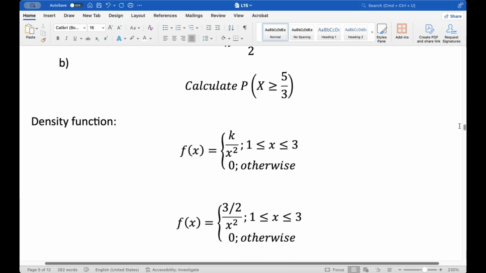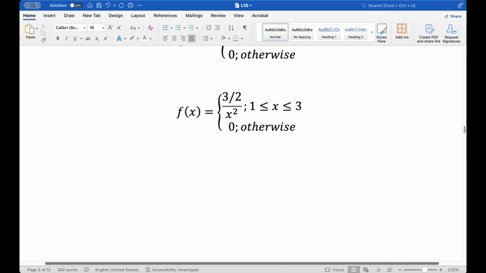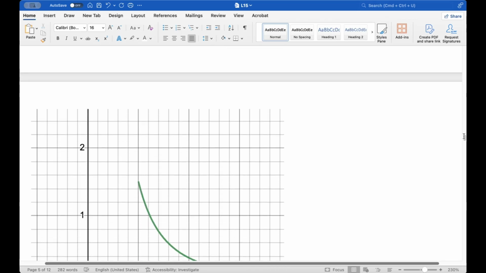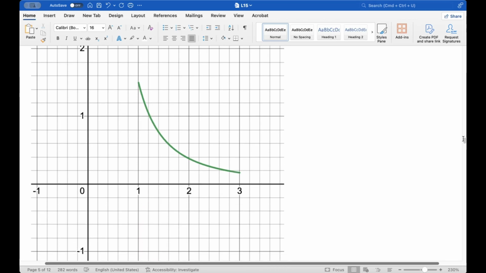And then part B was to calculate the probability that x is greater than or equal to 5 over 3. So we're going to be, again, integrating here to find the probability of a continuous random variable. X is greater than or equal to 5 over 3. Now we know that once we get past 3, the function is 0. So we're only going to have to integrate from 5 over 3 to 3 here, plugging in the constant that we found. So we're integrating 3 halves over x squared from 5 over 3 to 3.